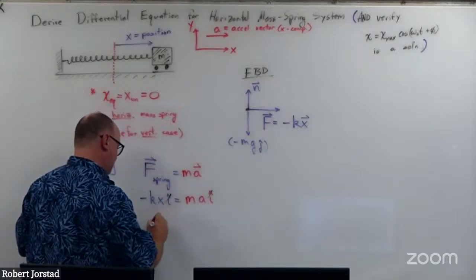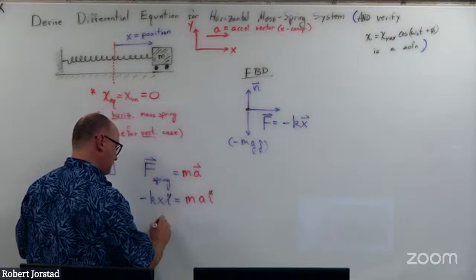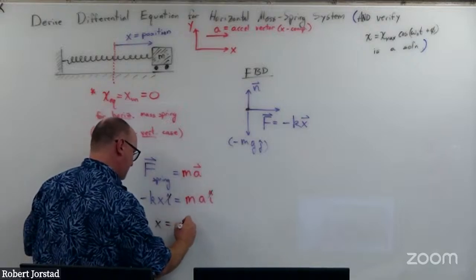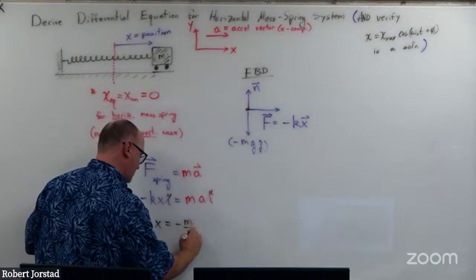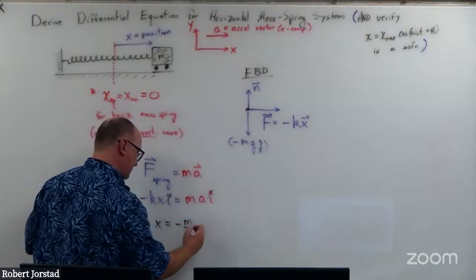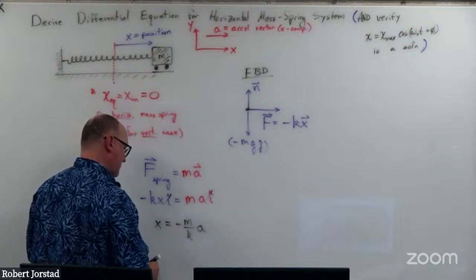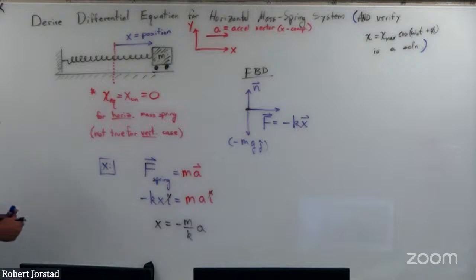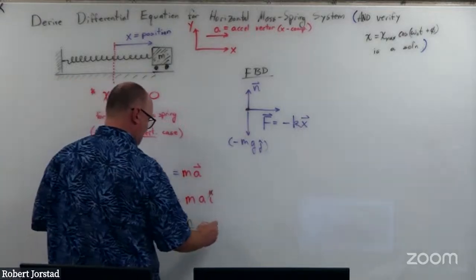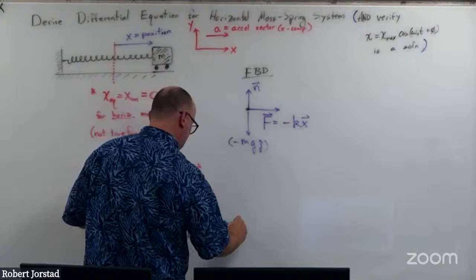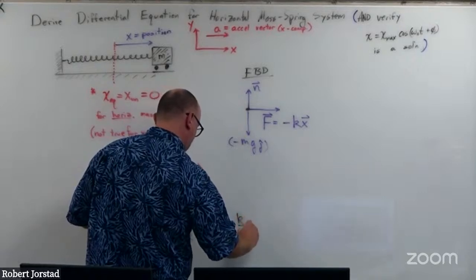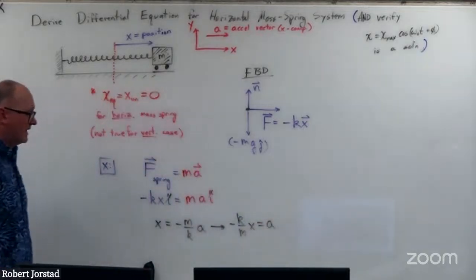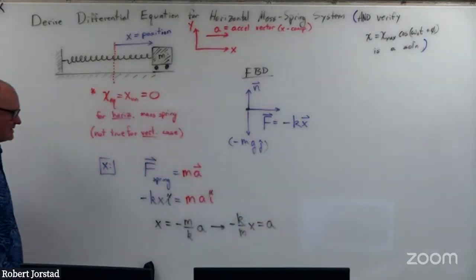We get x equals negative m over k times the acceleration. Let's leave it at that. Actually, let's maybe rearrange it the other way. Either way is fine. You could say it's negative k over m times x equals a. That is a differential equation, but it doesn't quite look like it.